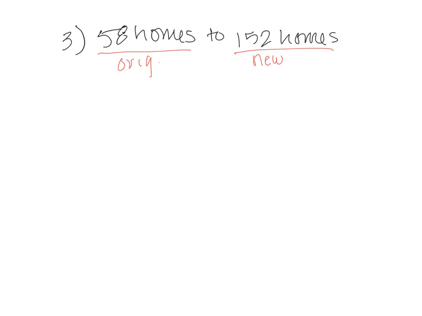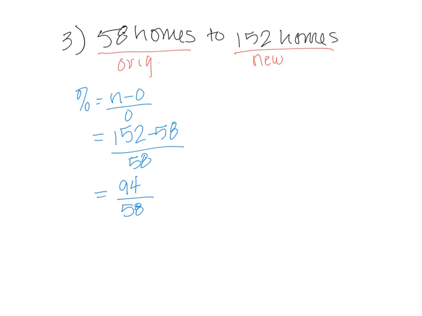So we're going to take our percent of change formula. New minus original divided by original. And I'm plugging in my numbers. 152 minus 58, divided by 58. And now I'm doing the math, and when I subtract, I get 94 divided by 58. And notice I'm just plugging it into a calculator. I get 1.62. 1.62, when I multiply it by 100, becomes 162%. So that's an increase of 162%.